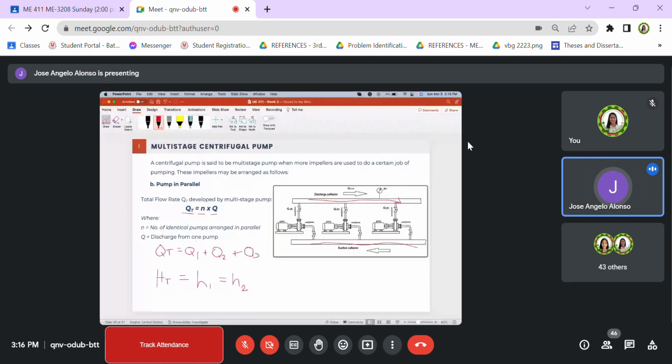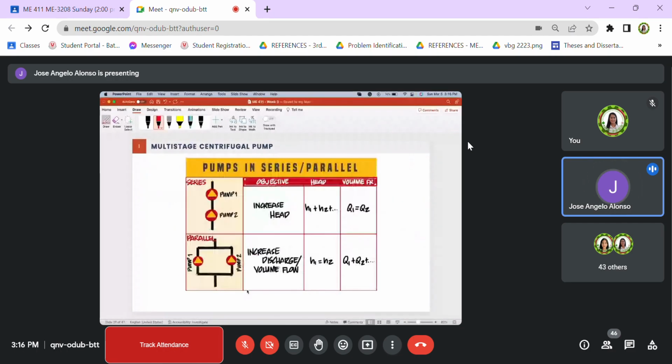Okay, to summarize it, ang objective natin kapag ang pump mo ay naka-series is to increase the head. Then ang total head will be the summation ng lahat ng head ng mga pumps, while the volume flow rate is equivalent lang sa Q1 and Q2. Parehas lang sila ng volume flow rate.